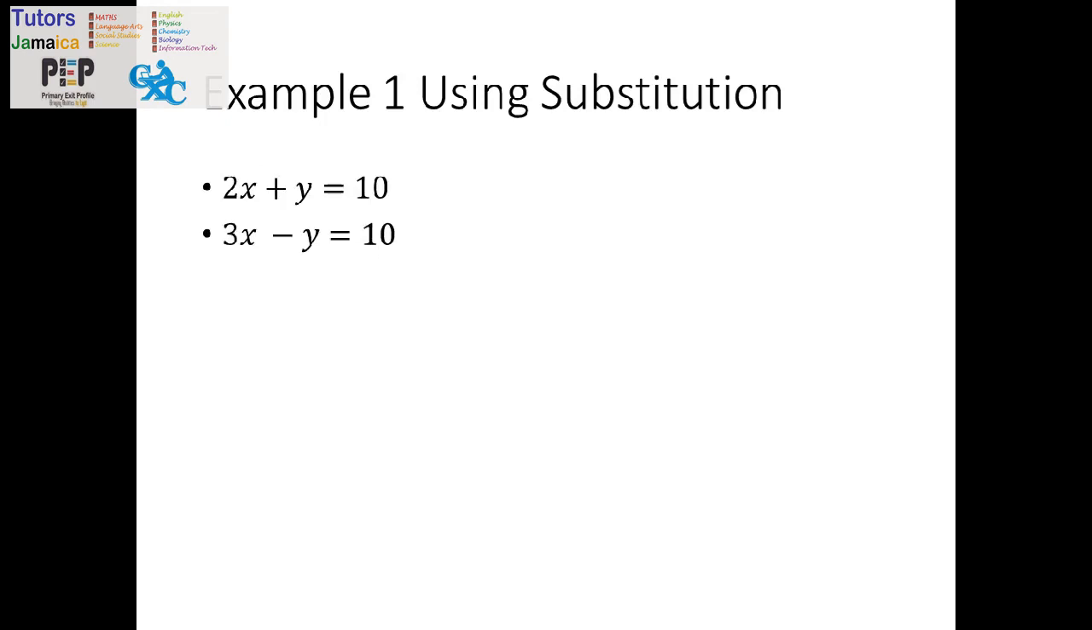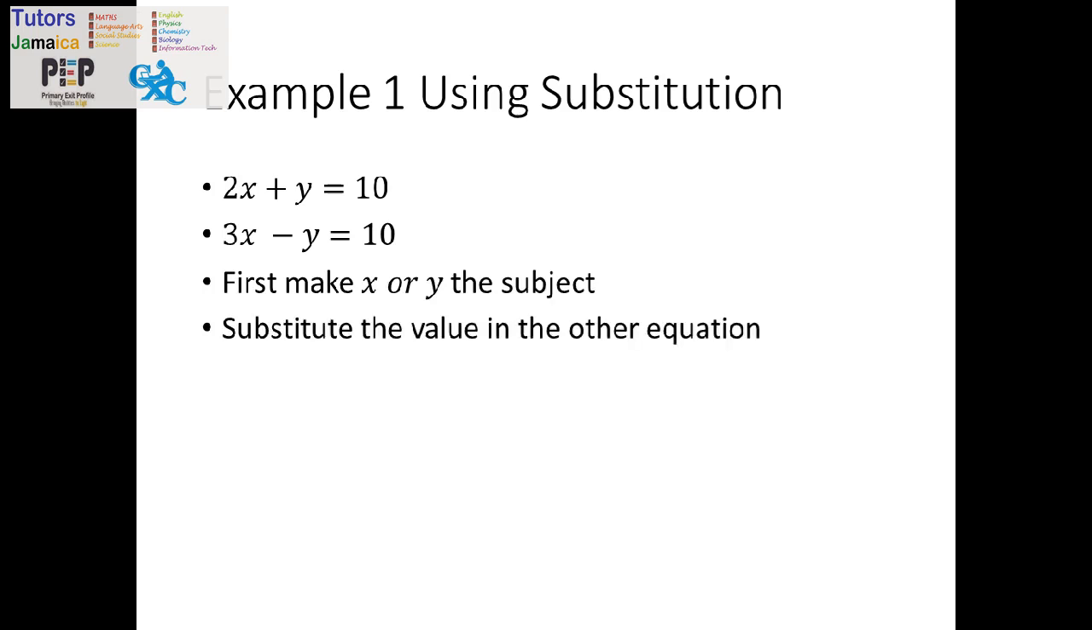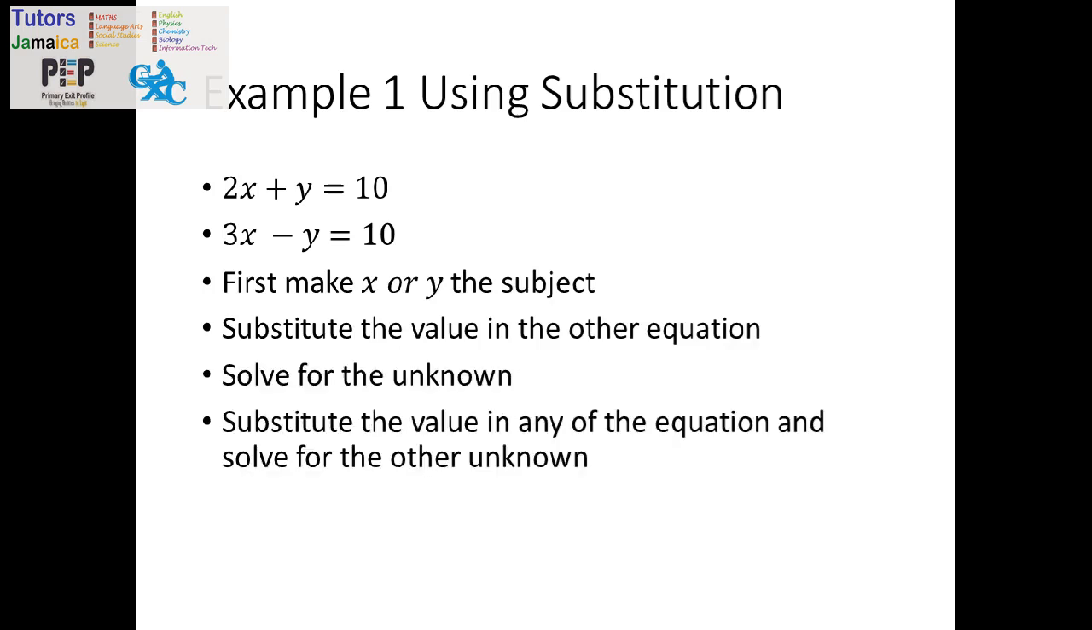Firstly, we have our equations, 2x plus y equals 10, 2x minus y is equal to 20. First, we have to make either x or y the subject. Then we're going to substitute the value into the other equation, solve for the unknown, substitute the value into any of the equations, and then solve for the other unknown. So let's go ahead and do that.